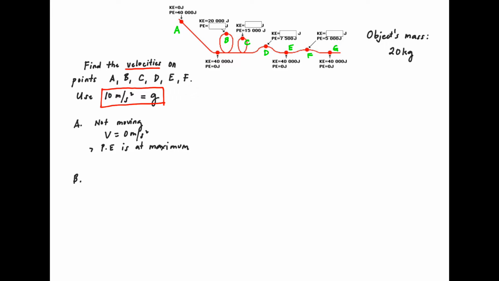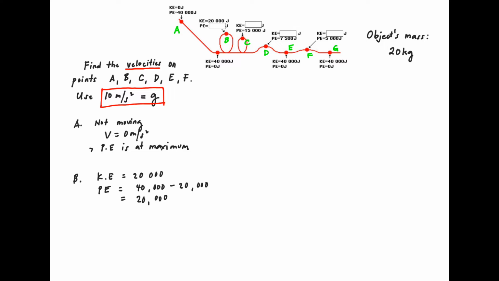On point B, the kinetic energy here is 20,000, and for potential energy, since the total potential energy is 40,000, we could say that the potential energy on point B is 40,000 minus 20,000. So therefore, the potential energy for that point is 20,000.